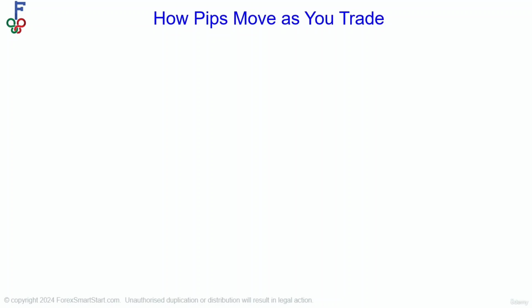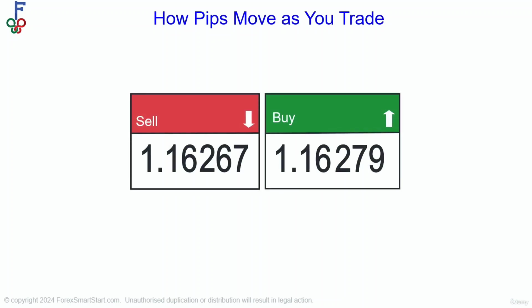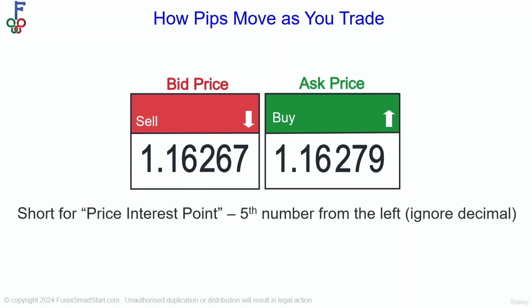How pips move as you trade. This is again your order window with your sell price and your buy price. Bid price and ask price. PIP is short for price interest point, and as I mentioned, it's the fifth number from the left, ignoring the decimal point.